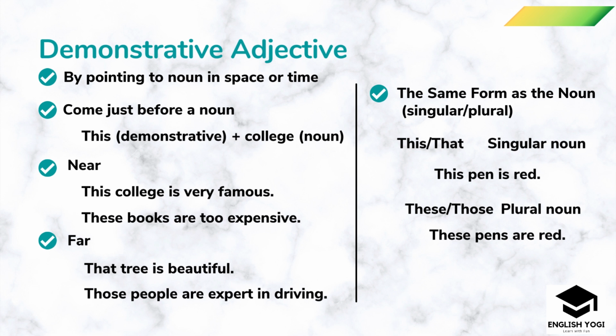On the other hand, the demonstrative takes the same form as the noun. This and that are singular, so we have to use a singular noun. These and those are plural, so we have to use a plural noun just after these and those. In the first case, this pain: pain is a singular noun, and this is also a singular adjective. Similarly, in the second example, these is plural, and that's why we have used a plural noun, pains.